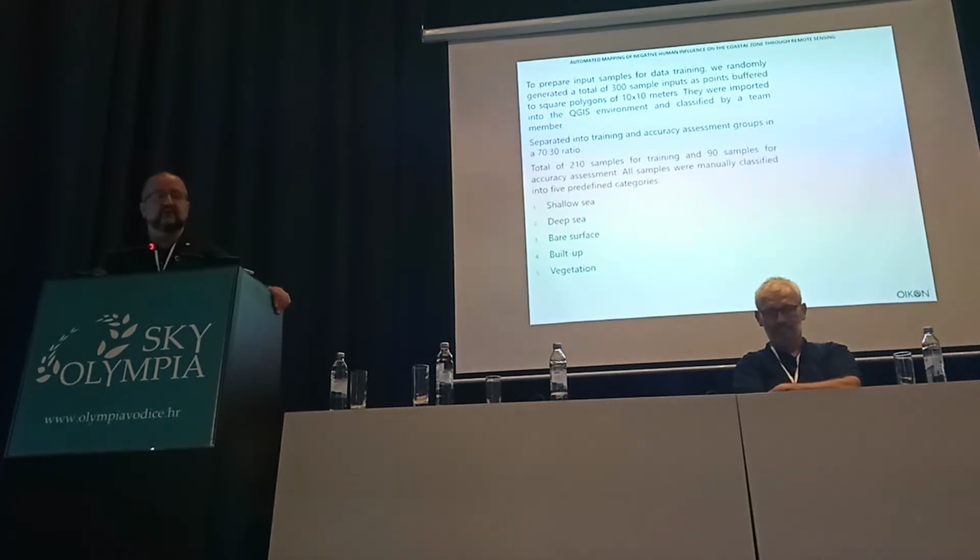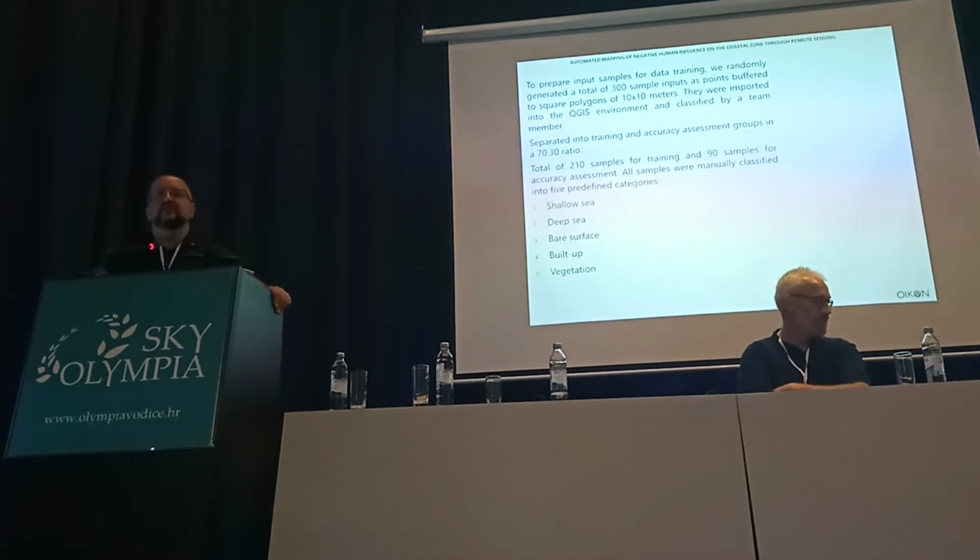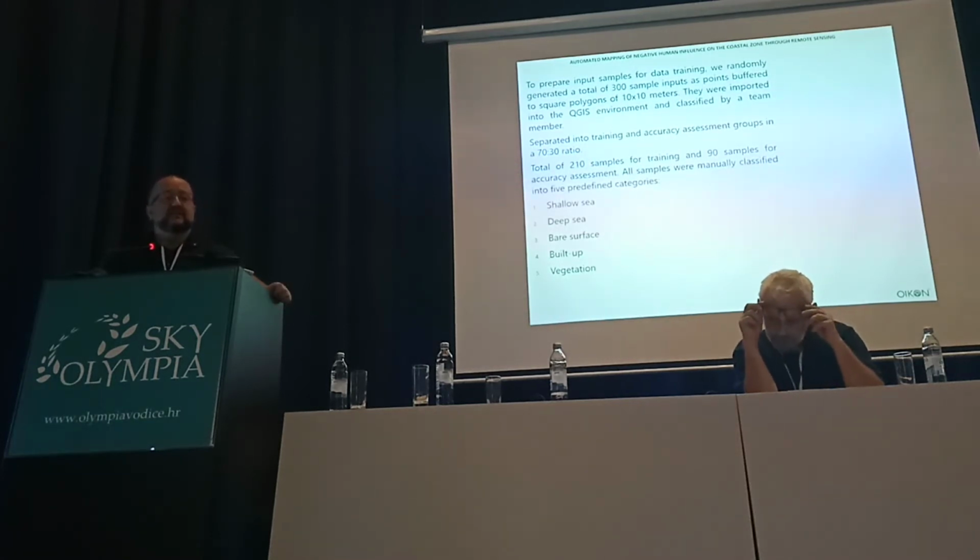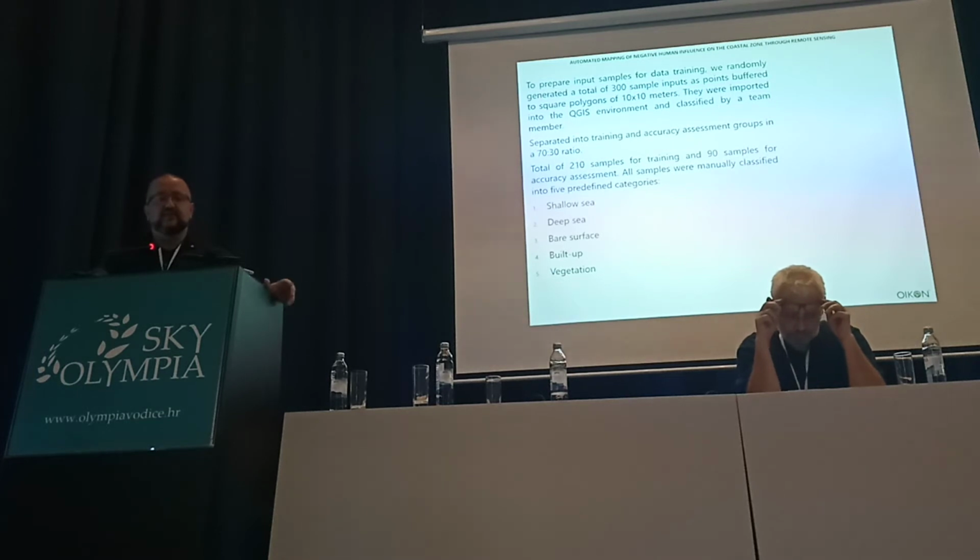Regular stuff to prepare, so we decided to do some sample data training. We had to collect samples. We decided to have 300 per image. This was a nice number we came up with during coffee. We decided to separate this into a 70-30 ratio. We ended up with 210 samples for training and 90 samples for checkup.